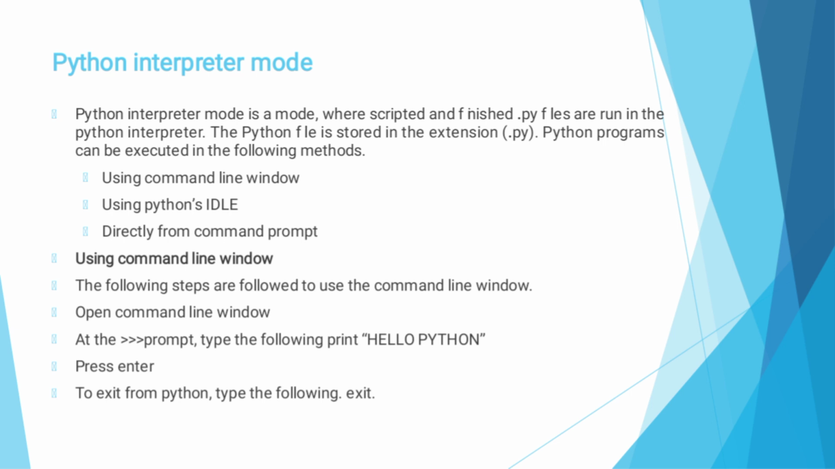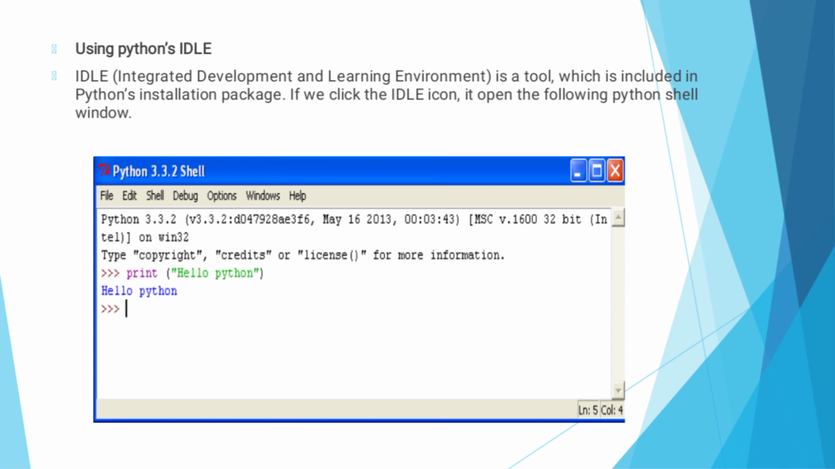The first one is using the command line window. The following steps are followed. First, open the command line window. At the Python prompt, type the print statement, print "Hello Python", with Hello Python inside double quotes. Then press enter. To exit from Python, type exit.